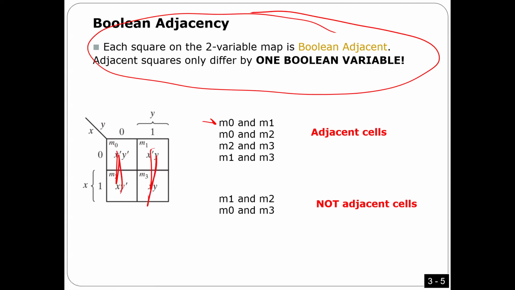Okay, I give you the rule. This is the rule to define this. Okay, let's look at something diagonal. Are these two neighbors or not? Let's see. This one has x prime and y prime. So both of them are different. So these are not neighbors. Any diagonal is not a neighbor.